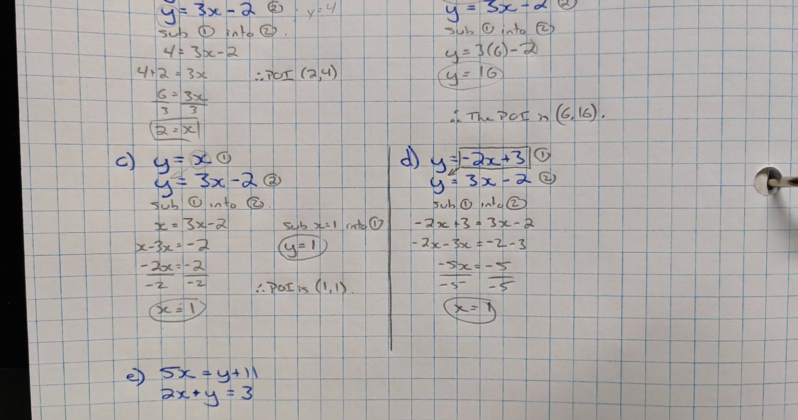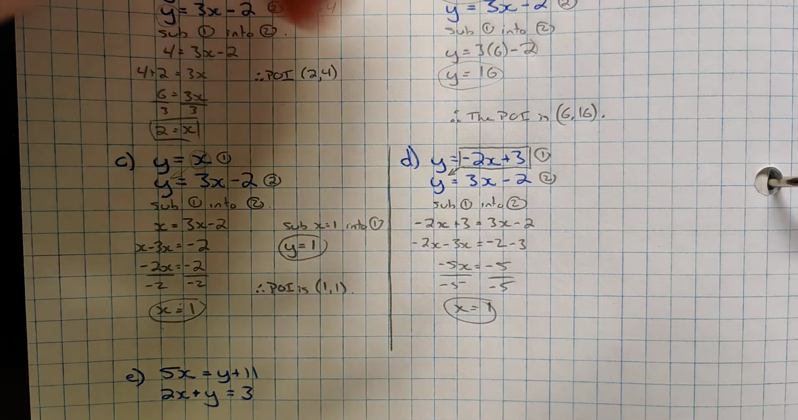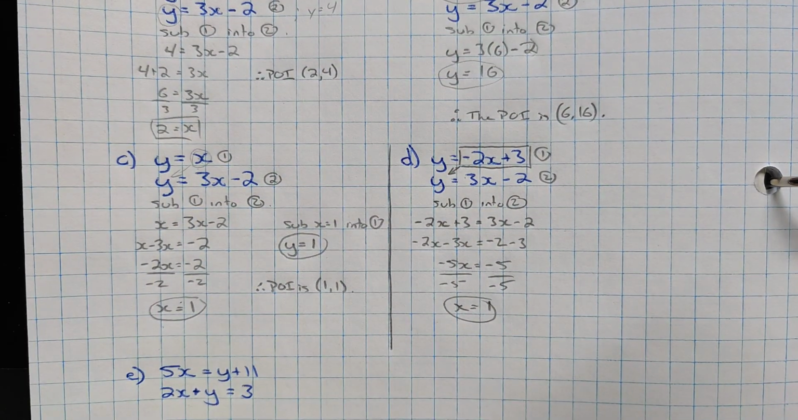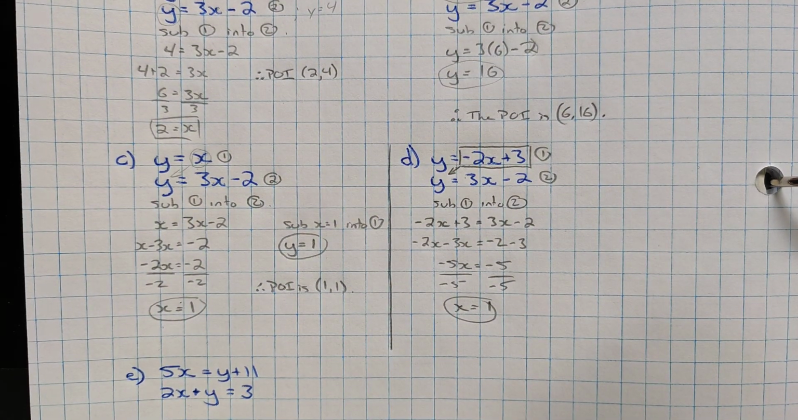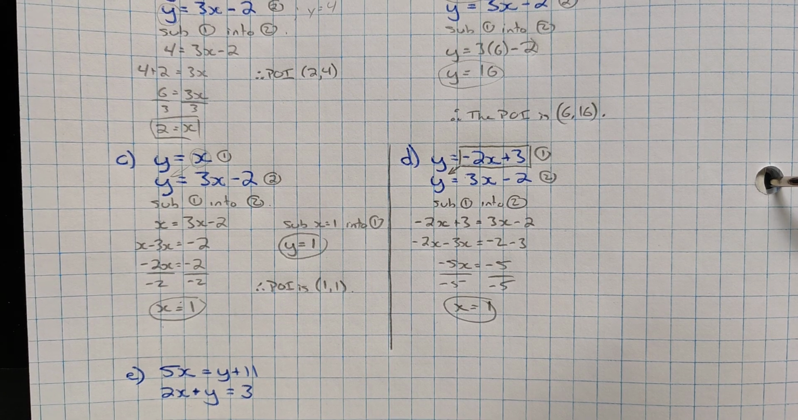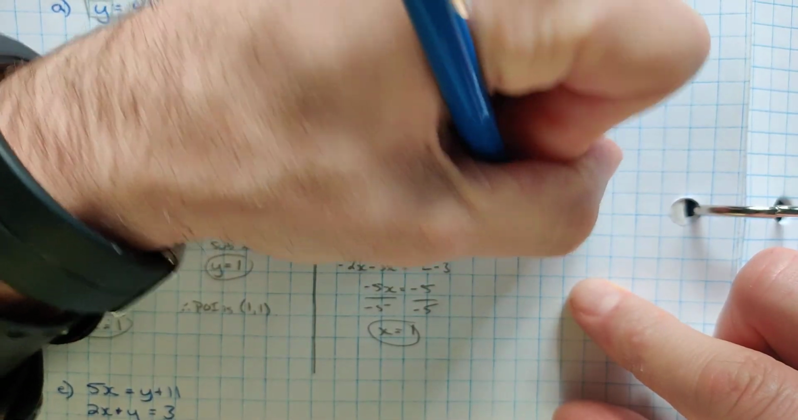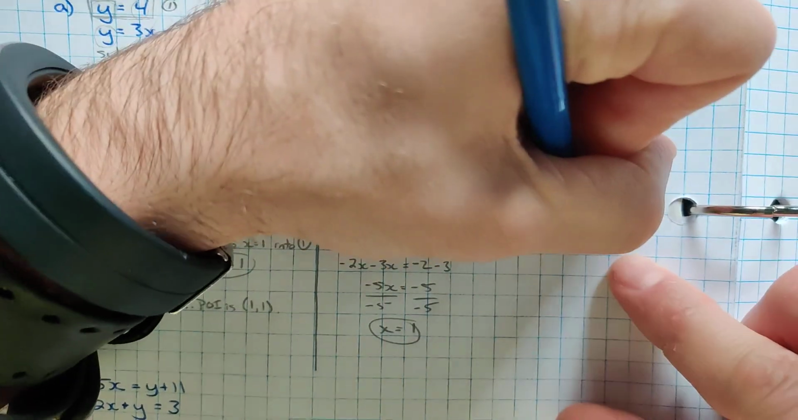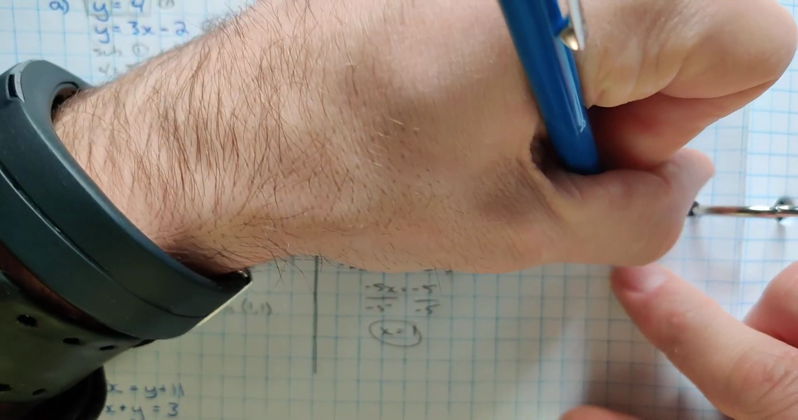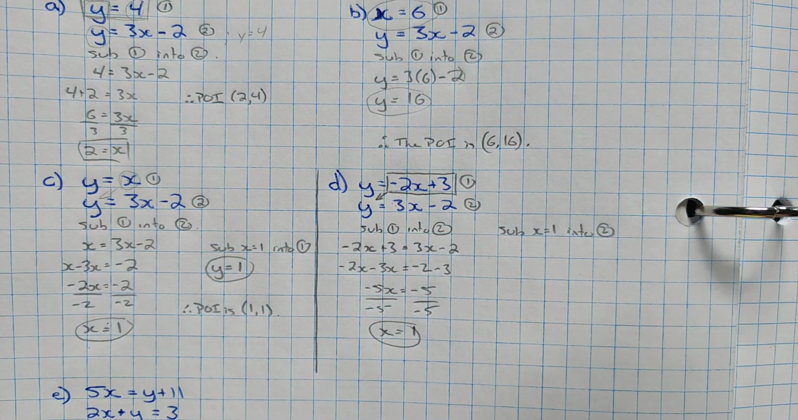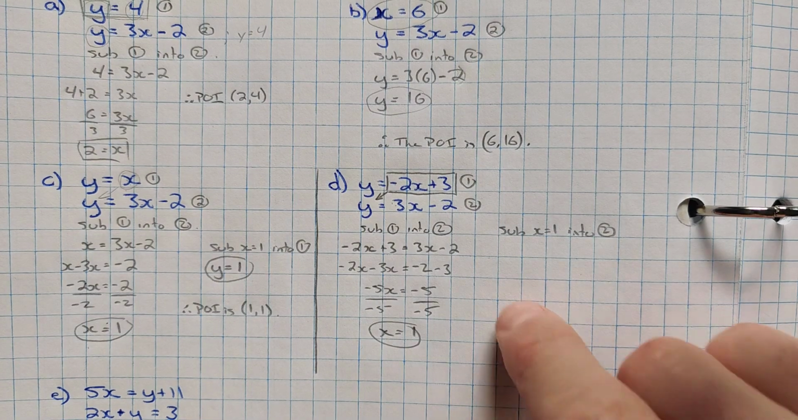Now I have to find my y value. Again, it doesn't matter which equation I choose to use, equation 1 or equation 2. They will both have the same answer because this is the point where they intersect and the x and y value is the same. I'm going to use equation 2. So I'm going to sub x equals 1 into 2. And again, I want you putting these statements down to show what you're doing along the way. Helps keep things organized.